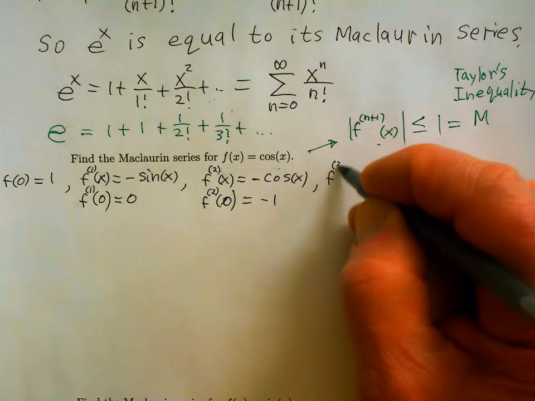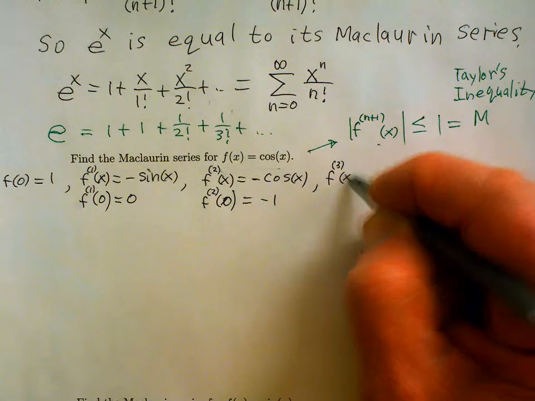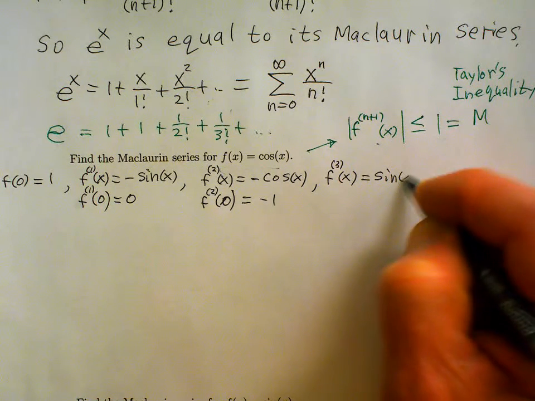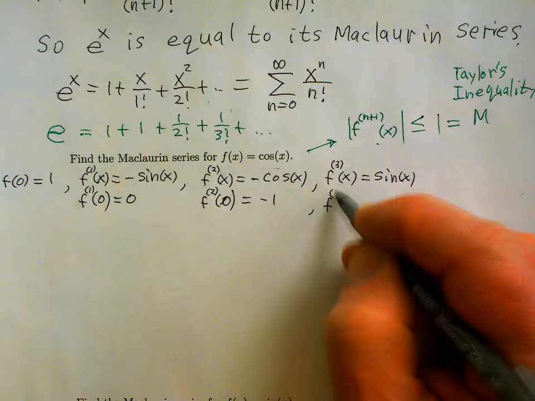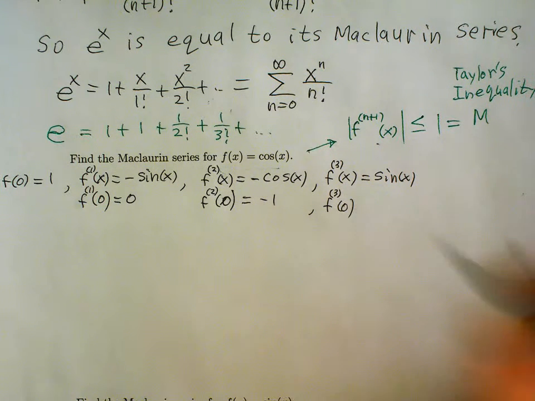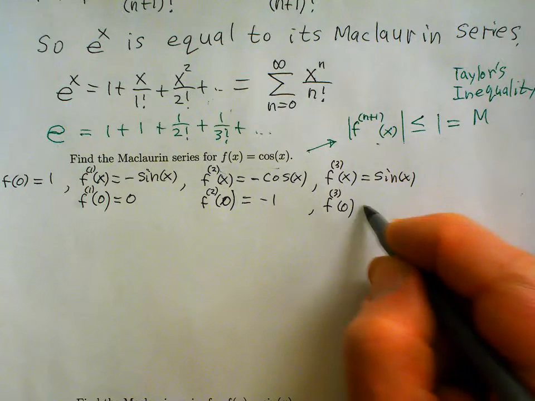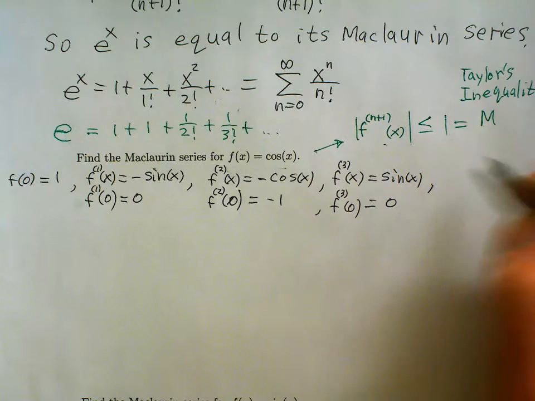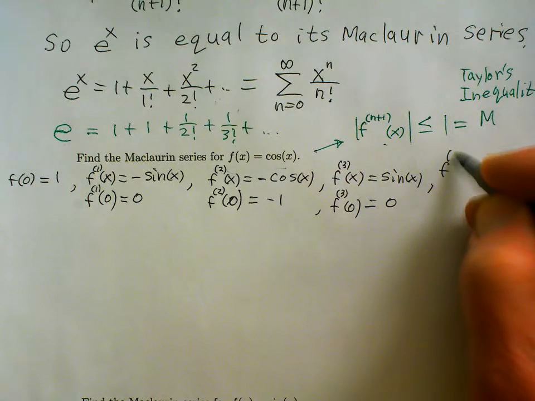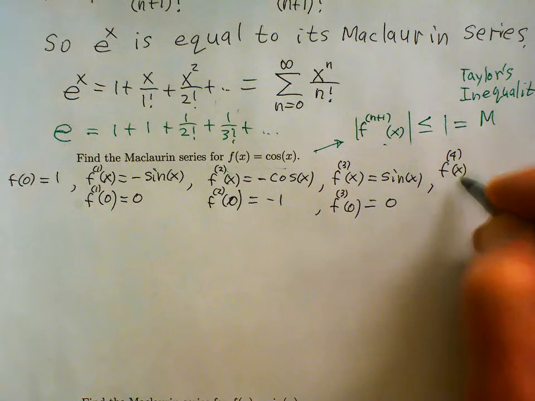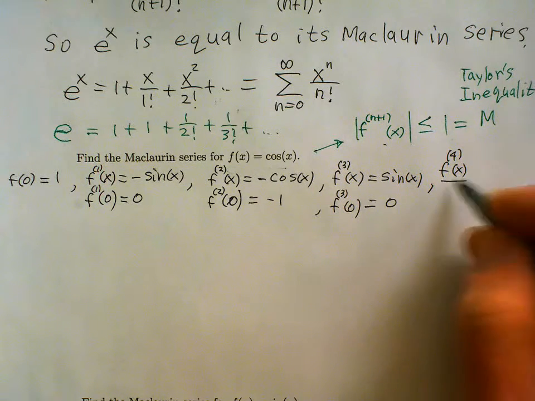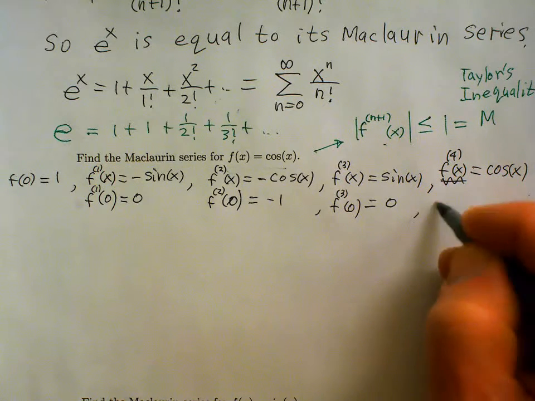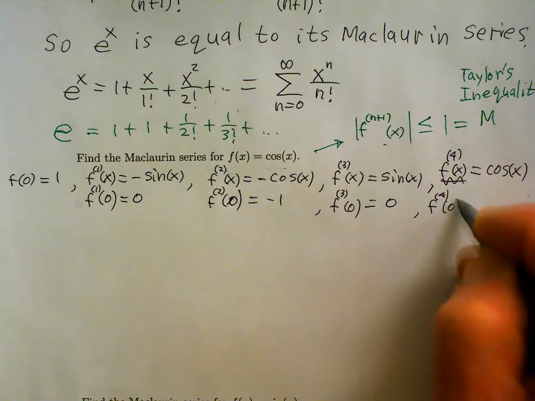The third derivative of cosine of x, which is the first derivative of negative cosine of x, is equal to sine of x. Evaluating the third derivative at x equals 0, we get 0. And let's do one more derivative. The fourth derivative of cosine of x is equal to cosine of x, and the fourth derivative evaluated at 0 is equal to 1.